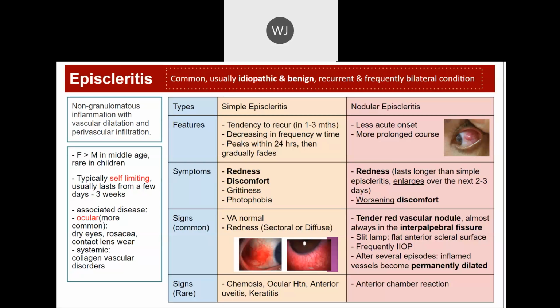As for the signs, visual acuity is normally preserved, whereas after several episodes of inflammation in nodular episcleritis, the vessels can become permanently dilated. Right, next slide.